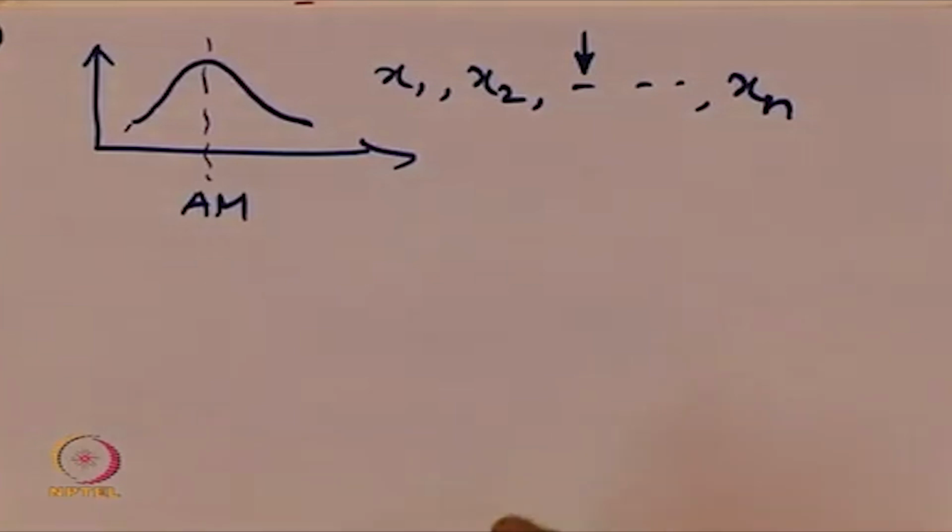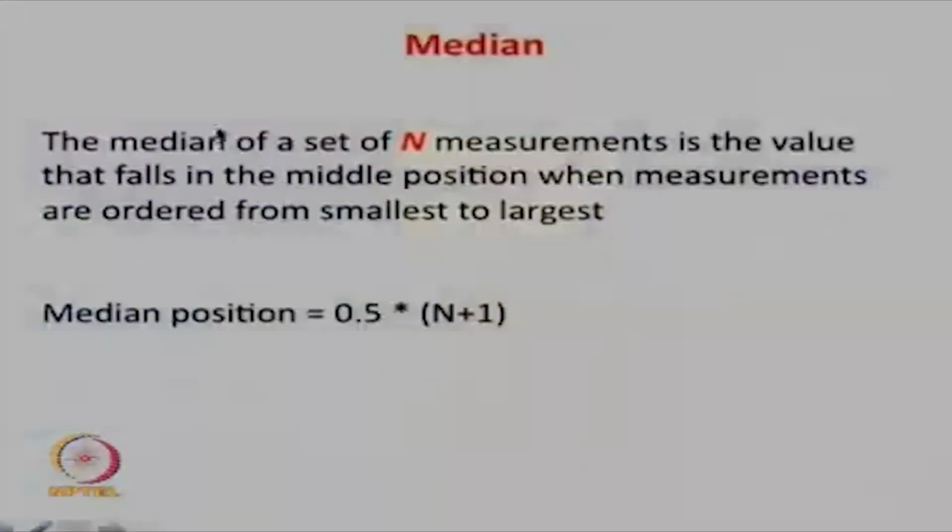So, in some way it would be a very nice alternative to the arithmetic mean, and this particular metric has a name, it is called the median. This is how you define the median. The median of a set of n measurements is the value that falls in the middle position when measurements are ordered from smallest to largest. Whether you order from smallest to largest or largest to smallest does not matter, but you basically find the number which is at the position 0.5 times n plus 1.